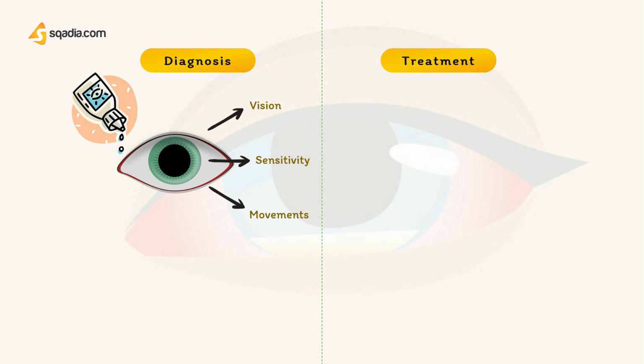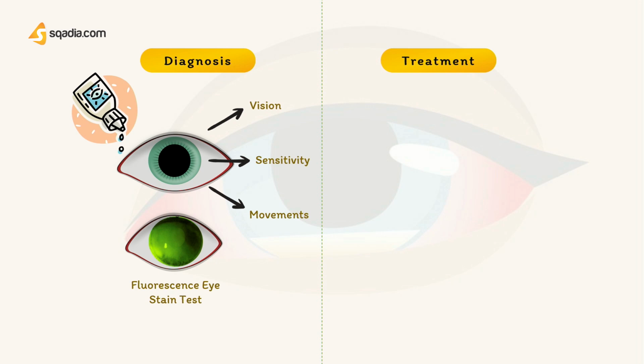The doctor may perform a fluorescein eye stain test to clear the diagnosis. Now, in this test, a fluorescein dye is instilled inside the eye to help visualize it more thoroughly.